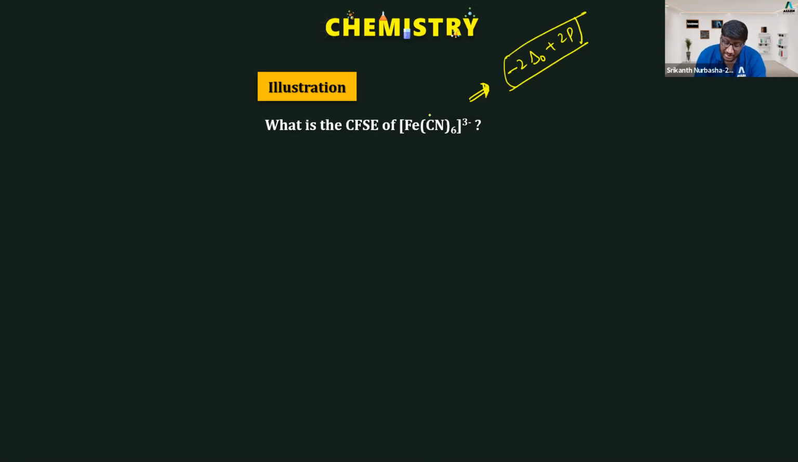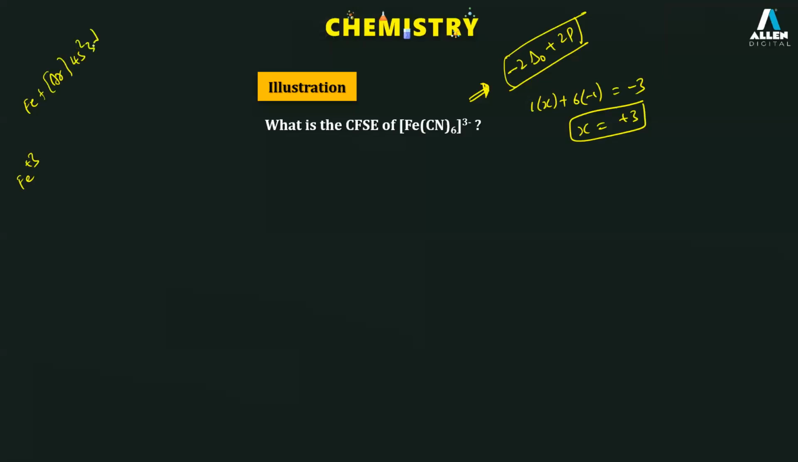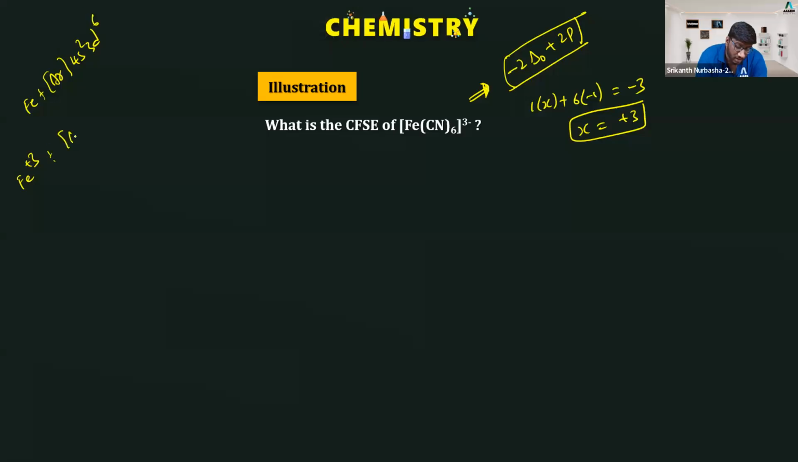In [Fe(CN)6]3-, 1 iron is there, 1 into x, plus 6 cyanides, 6 into minus 1, that is equal to minus 3. So x should be equal to plus 6 minus 3, that would be plus 3. So iron is in plus 3 state. What is the electronic configuration of Fe? Argon 4s2 3d6. Plus 3 state means argon 4s0 3d5. So d5 system.